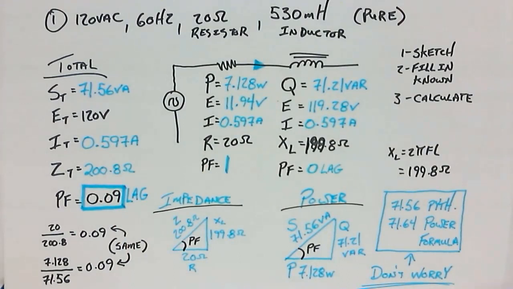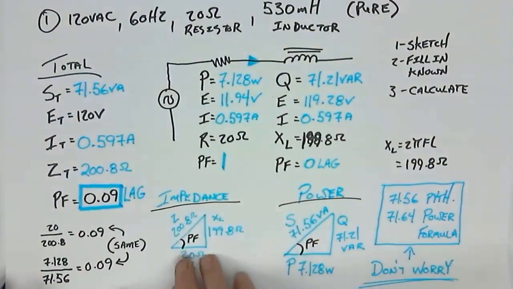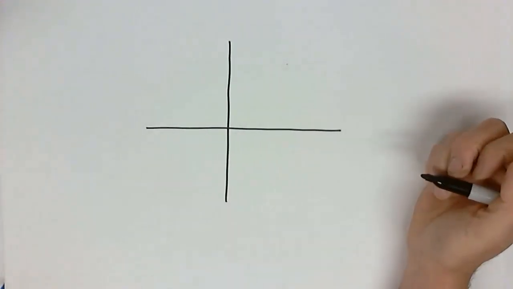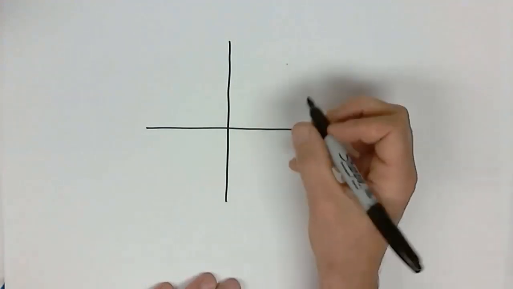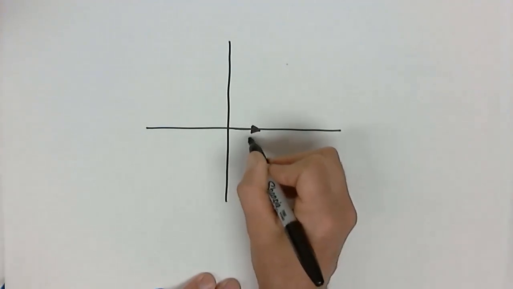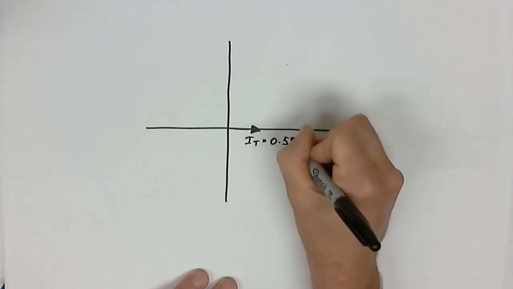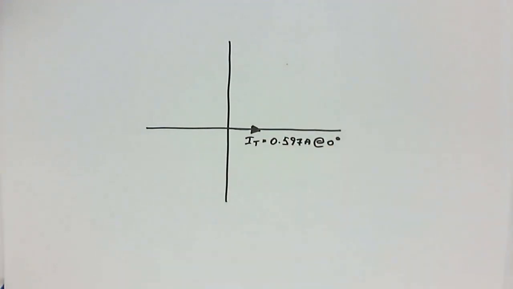Now, what does the phasor diagram for this particular circuit look like? How could we identify it? Well, let's take a look at the values that we were given. So the phasor diagram is going to be the current value, and the current value we had for this circuit was 0.597. So I'm going to do it in black. I total equals 0.597 amps at, remember, this is a series circuit, 0 degrees.